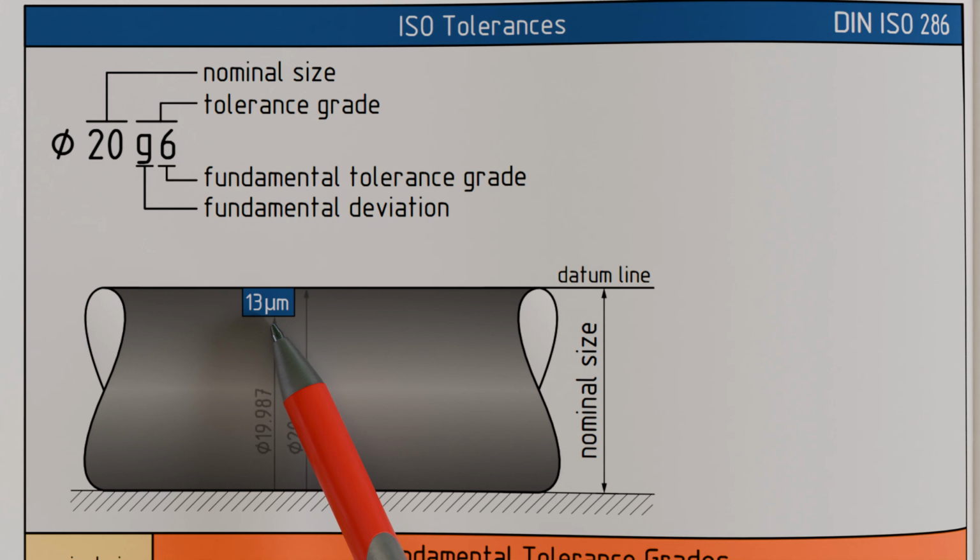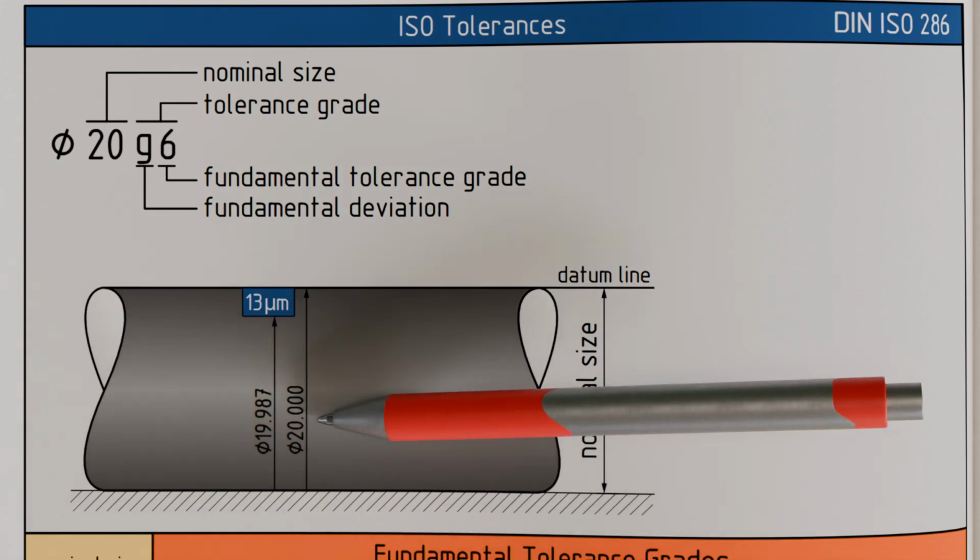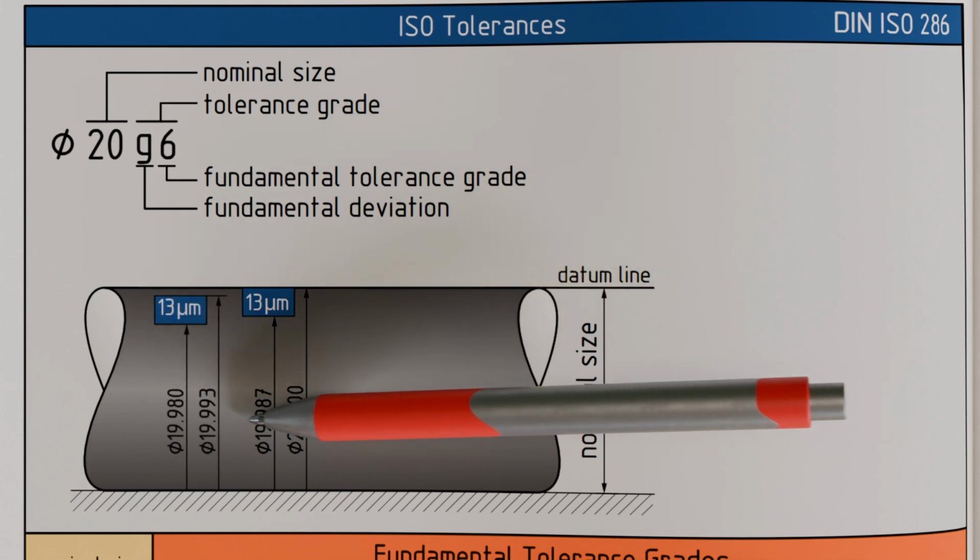For example, the tolerance zone could lie with its upper deviation directly on the datum line of the nominal size. Then the pin would have to be manufactured between 19.987 and exactly 20 mm. But it could also be that the tolerance zone with the upper deviation lies below the nominal size, for example between 19.980 and 19.993 mm. This also corresponds to a tolerance zone of 13 micrometers.